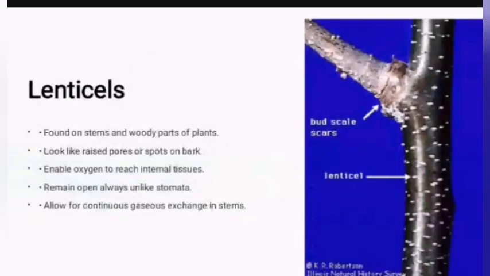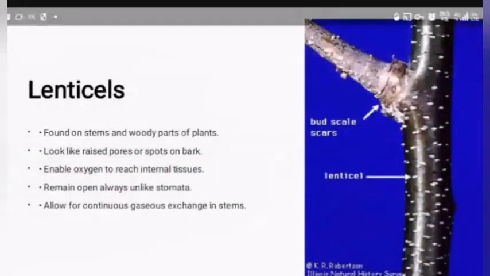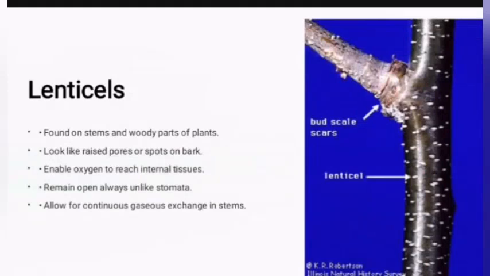So let's look at lenticels. So what are lenticels? Just like stomata, lenticels are also tiny openings. But you find the stomata in the leaves, whereas lenticels are found in the stem, in the branches, in the twigs. That's where you find the lenticels.